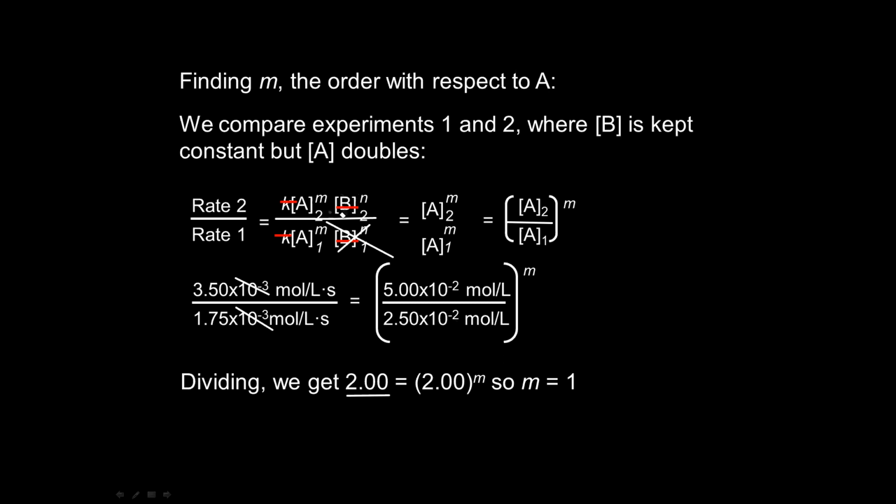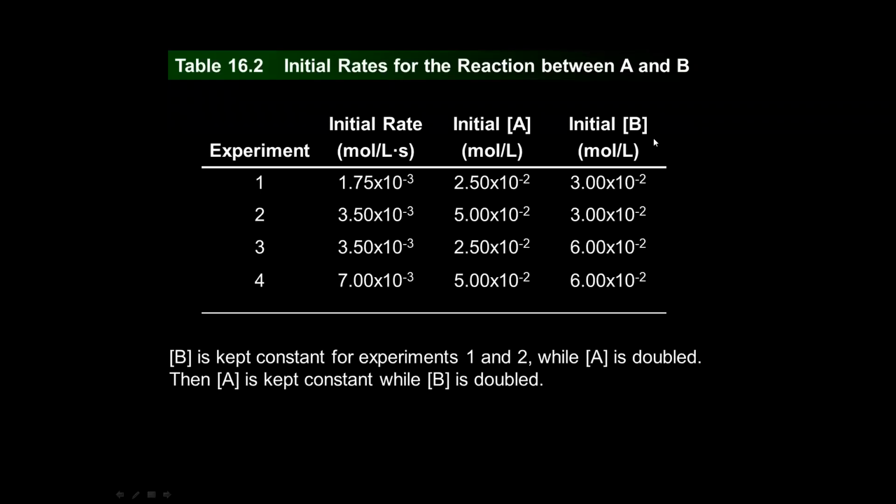If the algebra part of it is daunting to you, don't worry, you're in good company. The other method that I use is that I compare two experiments. If these two are held the same, great. In this one, I'm doubling: 5 is twice 2.5. I just look at this. Is 3.5 twice 1.75? So I can say 1.75 times 2 equals 3.5.